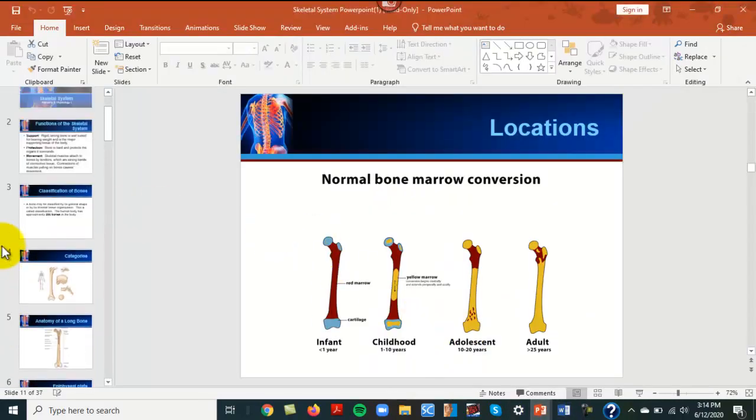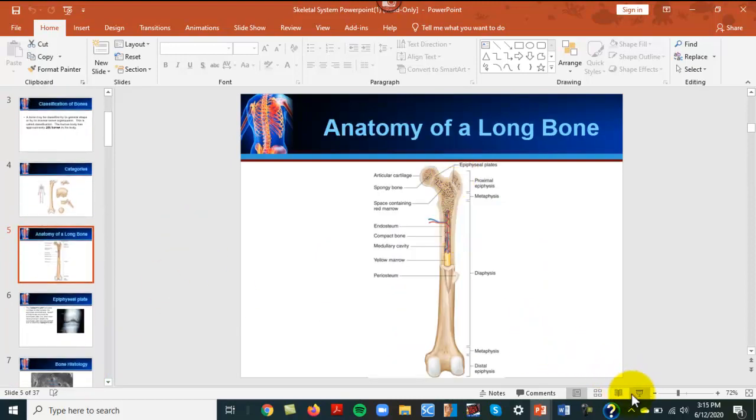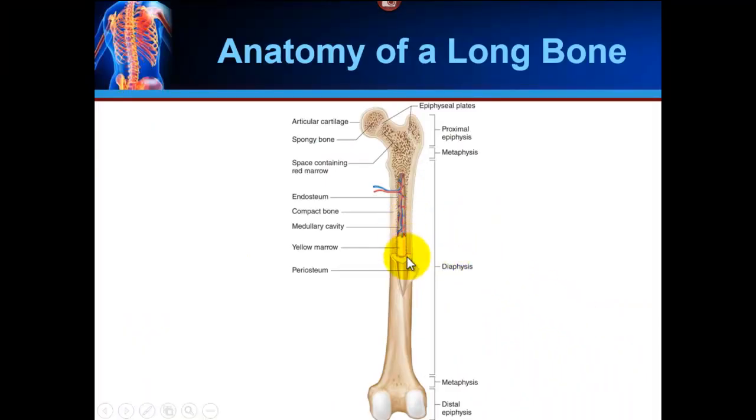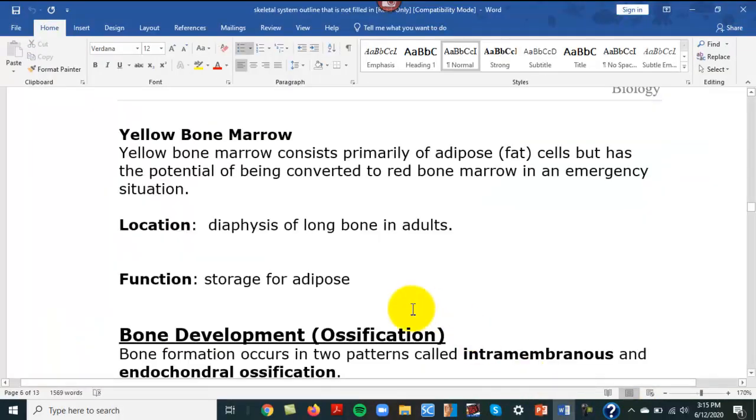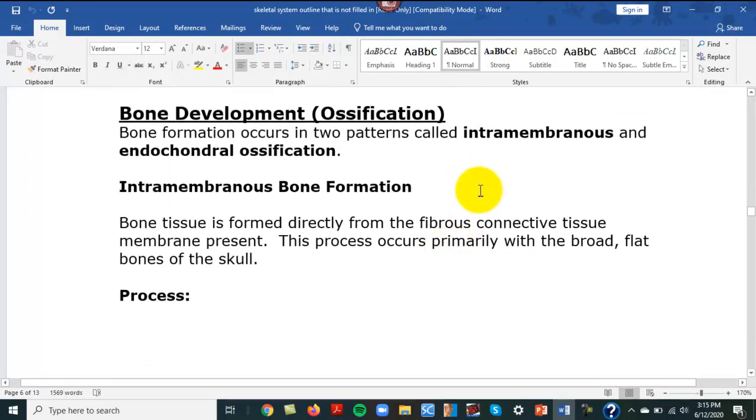The ones I was using earlier, if you go back up to the parts of a long bone we were going over, see there's some yellow marrow. This is an adult bone. And like it was saying, in emergency situations, sometimes those will go back to red bone marrow if a person needs more red cells.